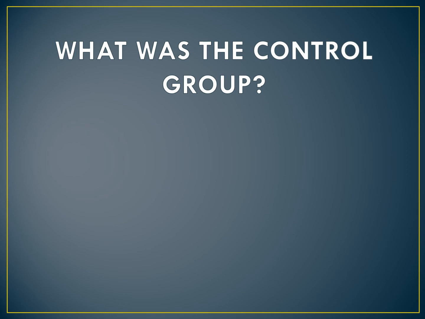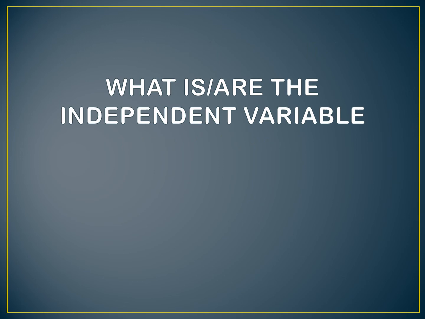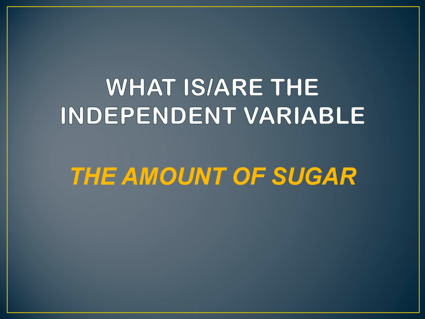Now for our fourth question, what was the control group? Okay, this time we are asking for the control group in John's case. Very good. The control group is the 50 gram of sugar. Now how about the independent variable? What is the independent variable in John's case? Now class, the independent variable, again, is the manipulated variable. So the answer here is, very good, the amount of sugar.